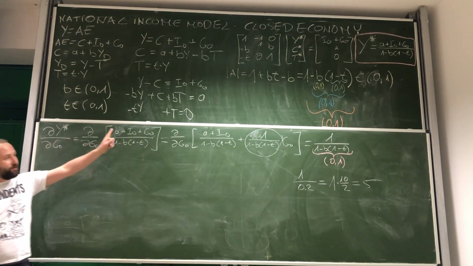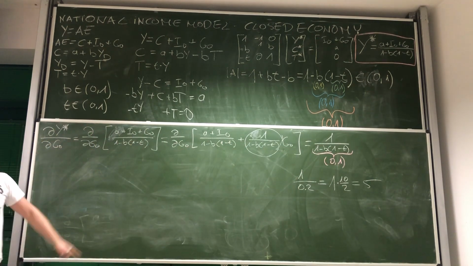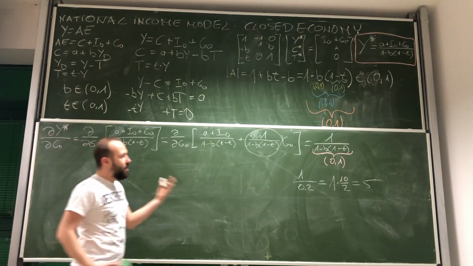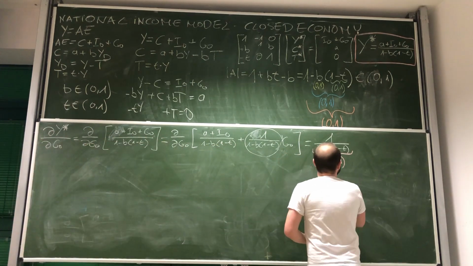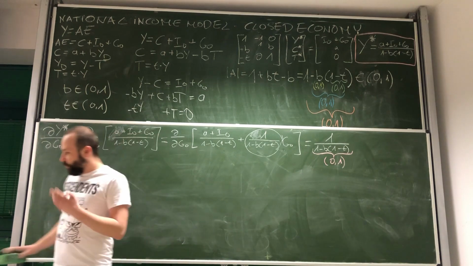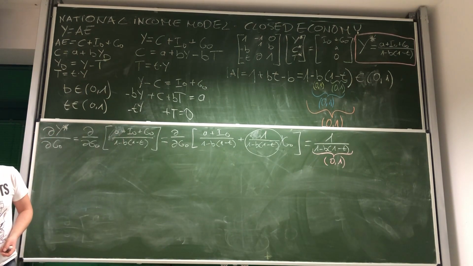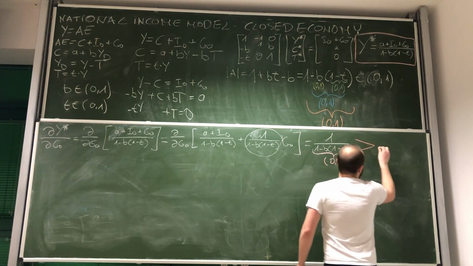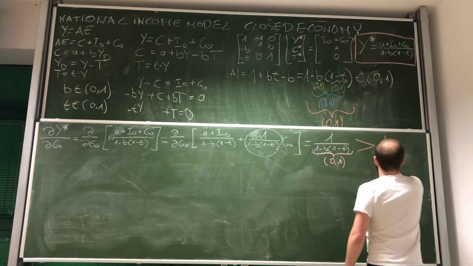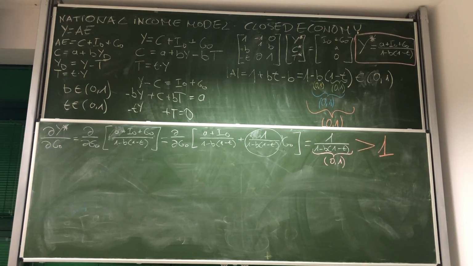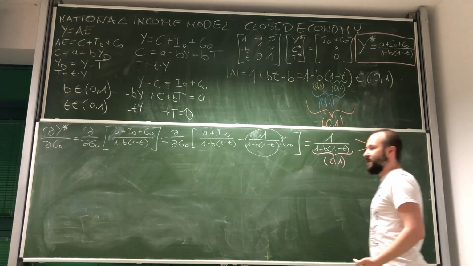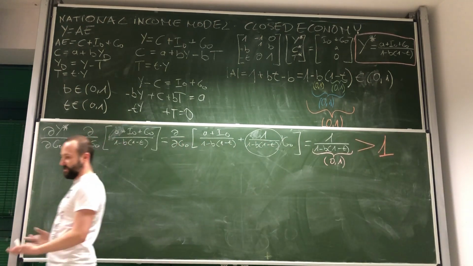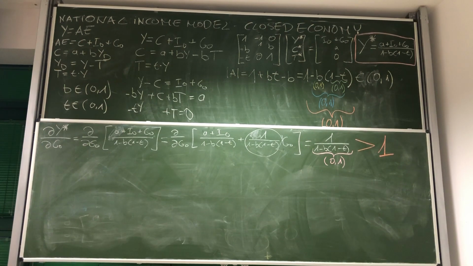So now look, every time we're going to be dividing 1 by a number that is between 0 and 1, we're going to get a number that is actually higher than 1. And this result has amazing consequences for macroeconomics. Okay.